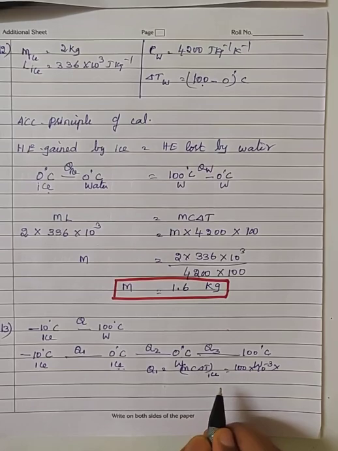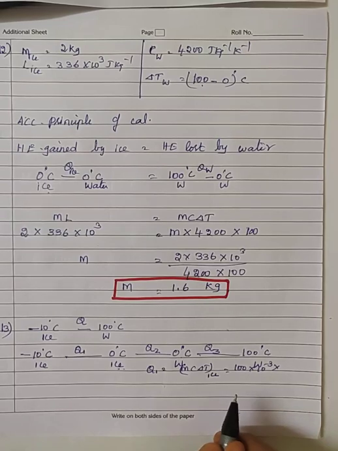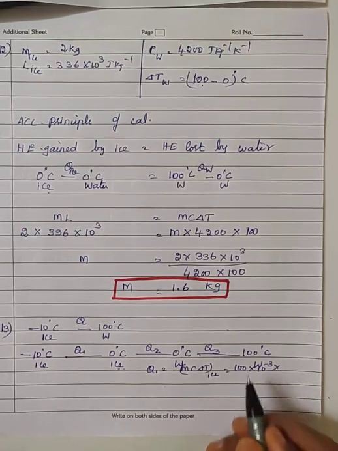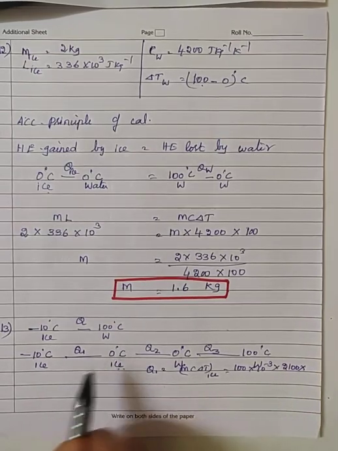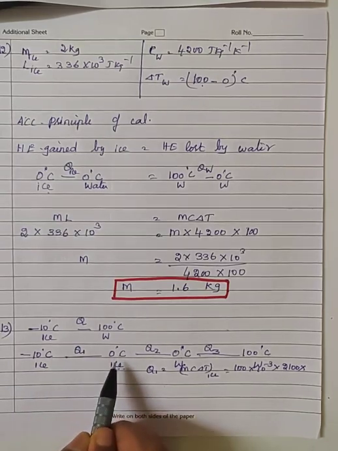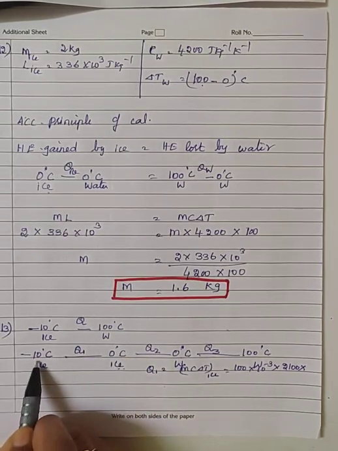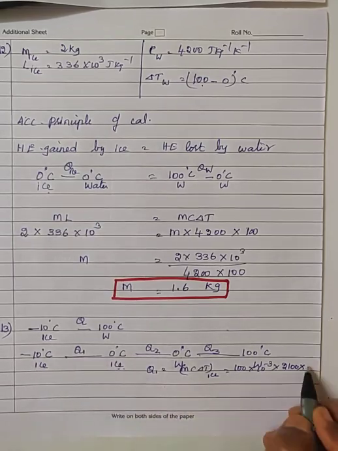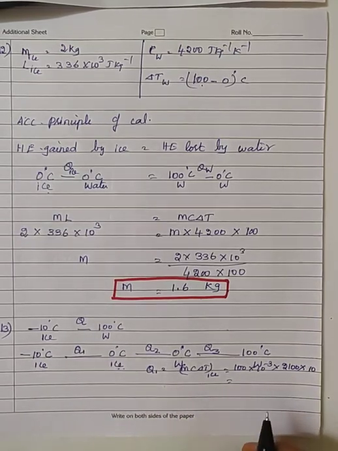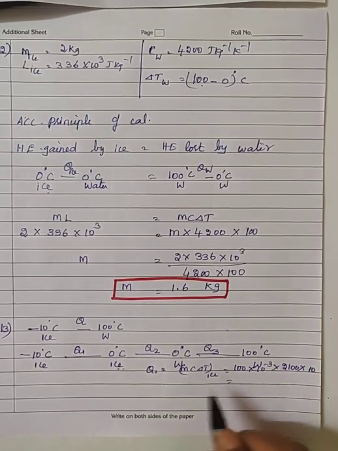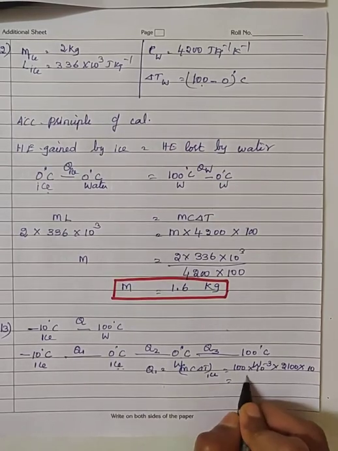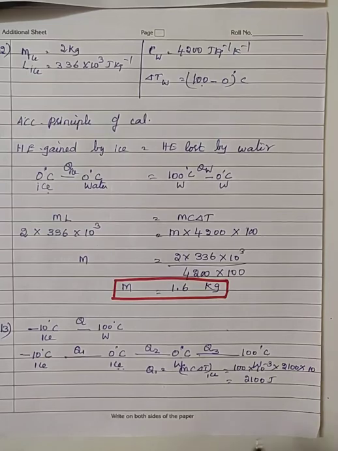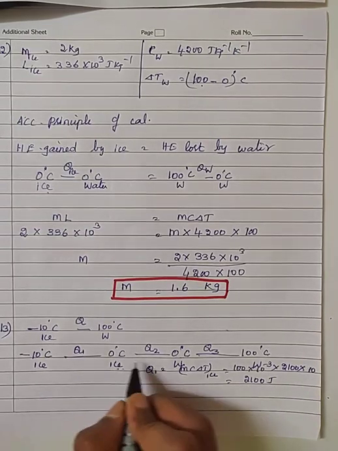But SI unit of specific heat capacity is joule per kilogram per Kelvin. To convert per gram into per kilogram, you have to multiply by 1000. When you multiply 2.1 by 1000, you will be getting 2100. Change in temperature is 0 minus of minus 10, because there is an increase in temperature, so final temperature minus initial temperature. 0 minus of minus 10 is equal to 10. So on simplification we will be getting 100 into 10 power minus 3 into 2100 into 10 is equal to 2100 joule.